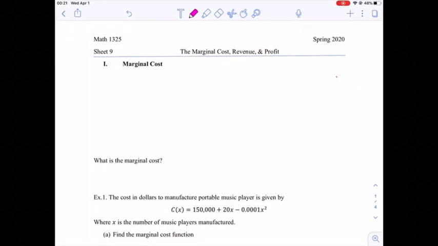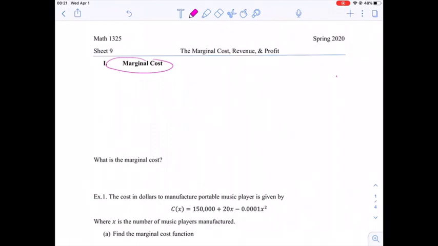In this video, we talk about the marginal cost, the marginal revenue, and the marginal profit. Let's start with the marginal cost. We first define the total cost.